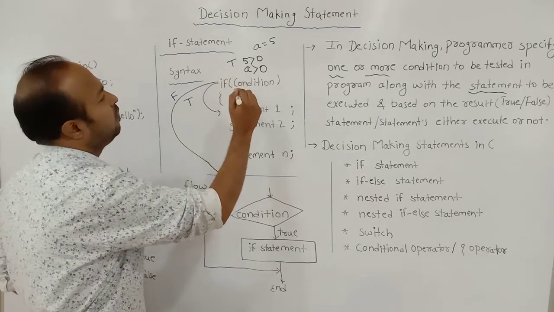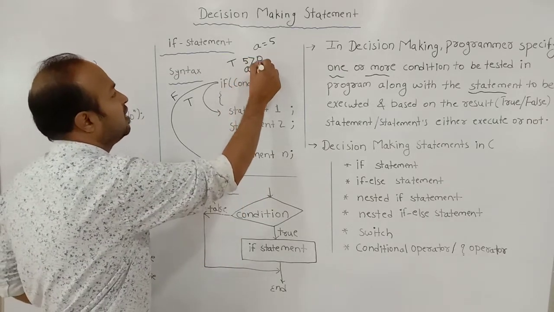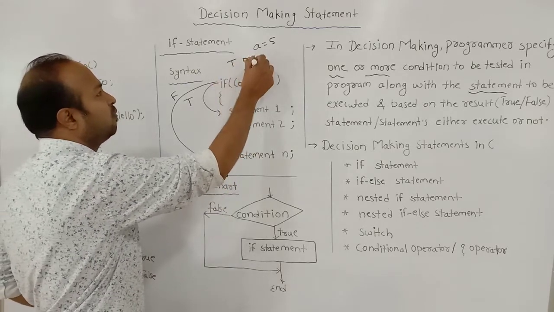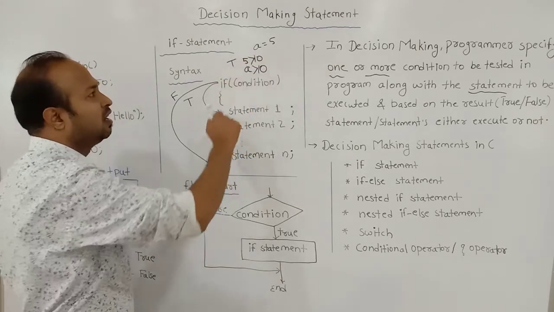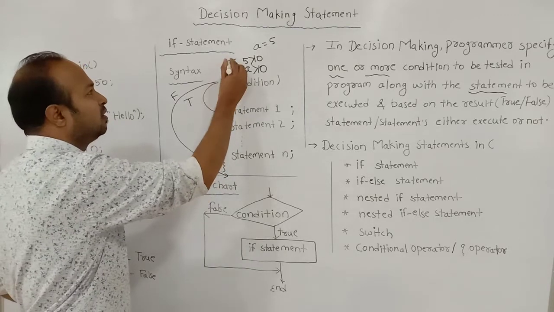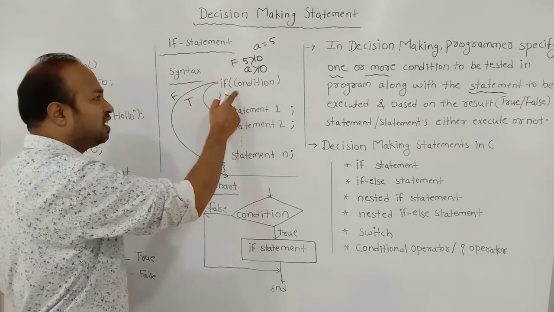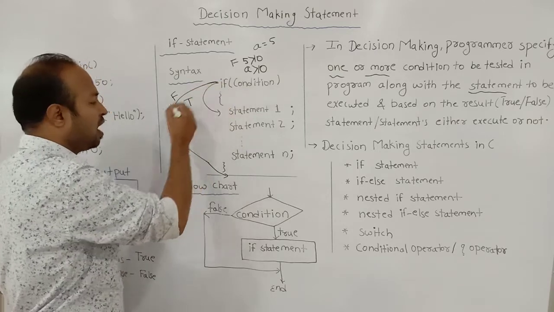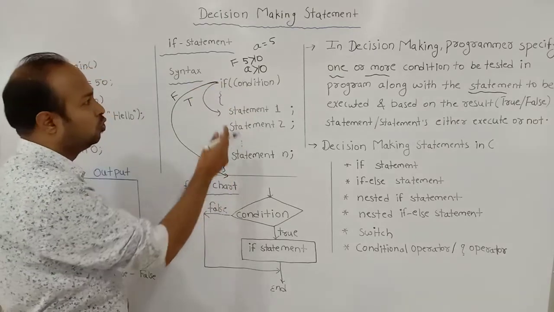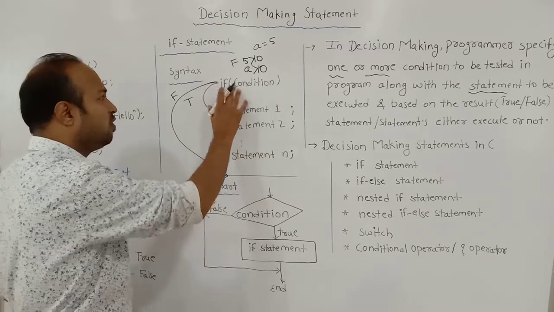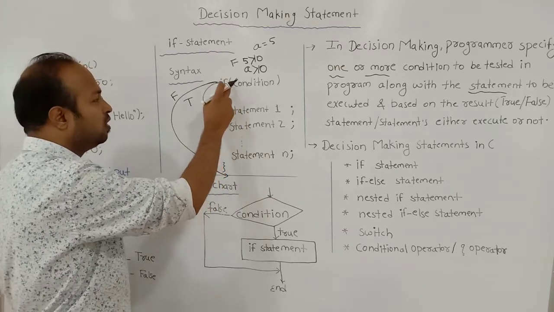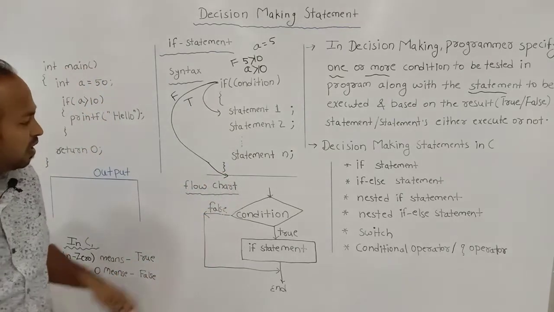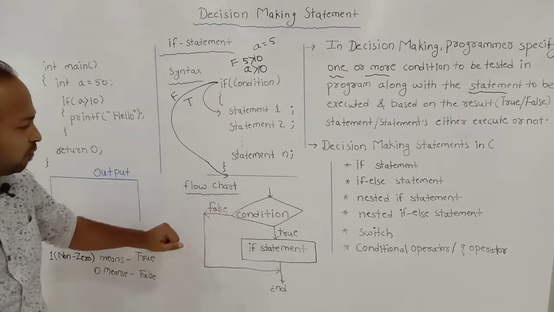And if we write a greater than 10, here the value of a is 5 and 5 can't be greater than 10, means this condition is false. If this condition is false, we don't move within the if, we jump after the if. Okay, so this is the concept of the if block. If the condition is true, then we move inside the if, and if the condition is false, then we jump outside of the if.